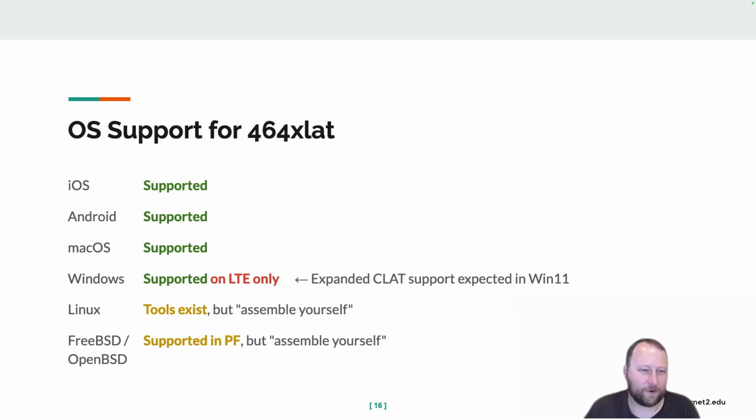And in FreeBSD and OpenBSD, it's supported in PF, but network configuration on those is sort of assemble yourself anyway. So you'll end up configuring it by hand, whereas on most of the other operating systems, the commercial ones, the expectation, I think, is that it's just going to come out of the box ready to work. You won't have to turn it on. You won't have to configure it. If it's supported on the network, it will just start working.